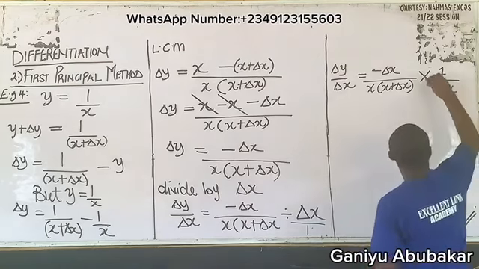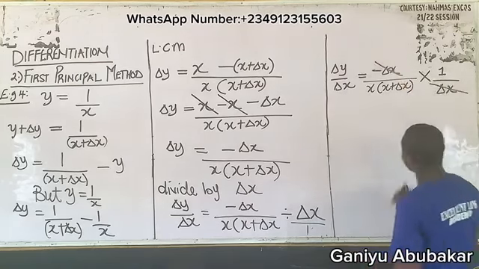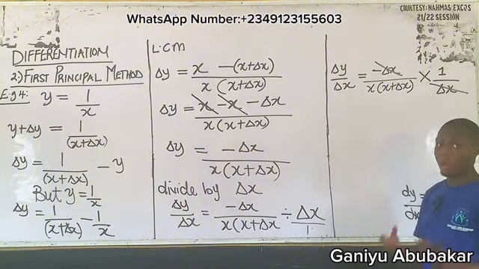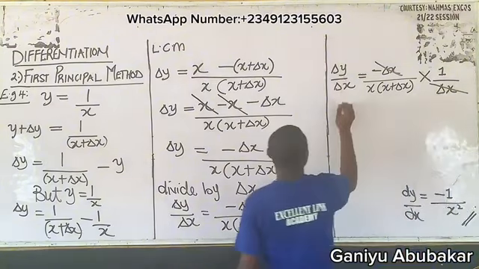From here, this will cancel this by mathematical approach. From here, I'll have that.